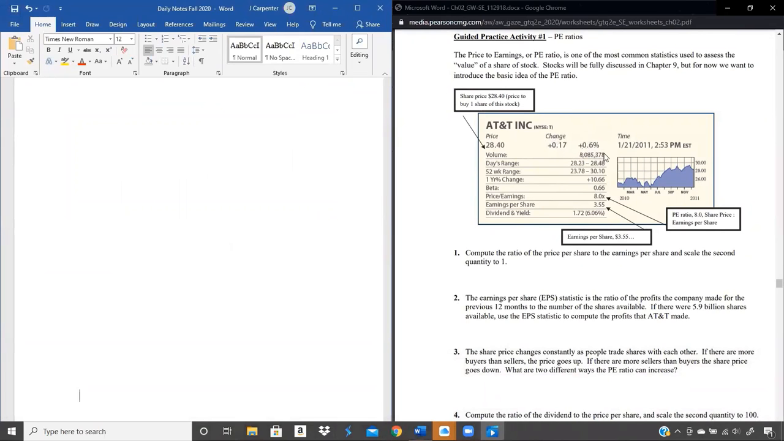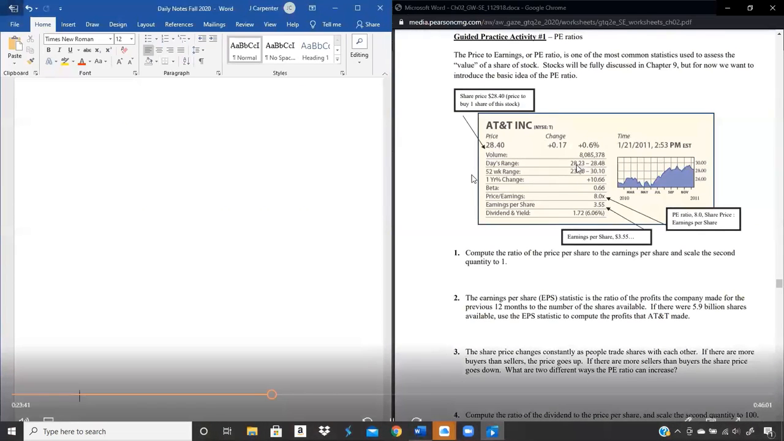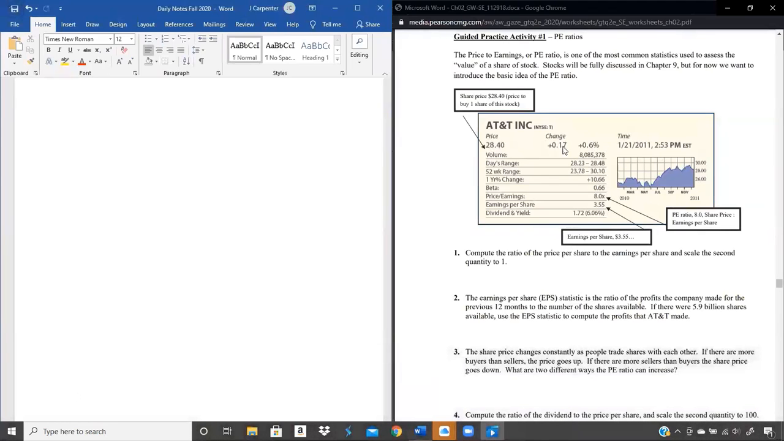This says that 8 million shares were traded that day, between 28.23 and 28.43. So at one point it was a little higher than what it closed at, and at one point a little lower. But ultimately, it went up 17 cents from open to close. Beta, we're not going to talk about. This 1 year percent change says it's gone up about 10% over a year, which is pretty good. Nobody's going to complain about making 11% on something in a year, especially when your savings accounts are getting you like 0.5% right now. That's 0.5%, not 5%.